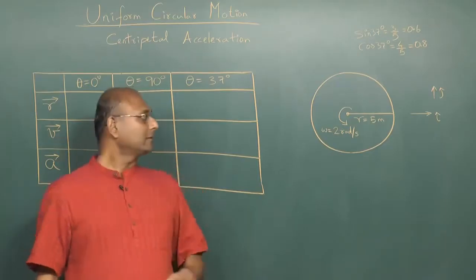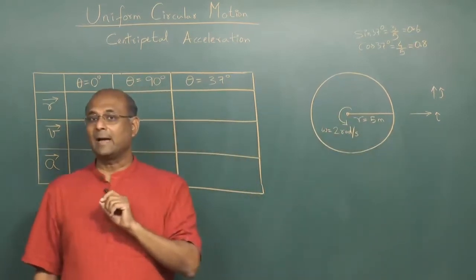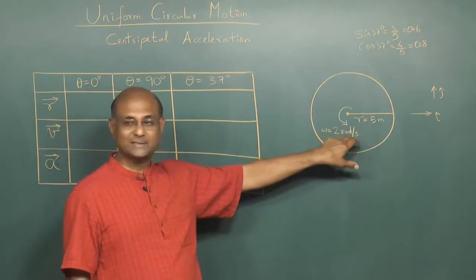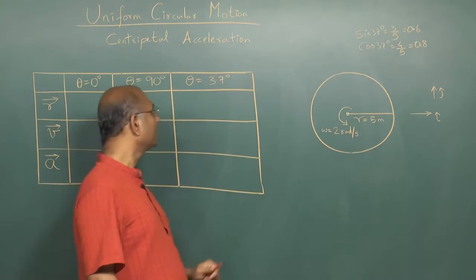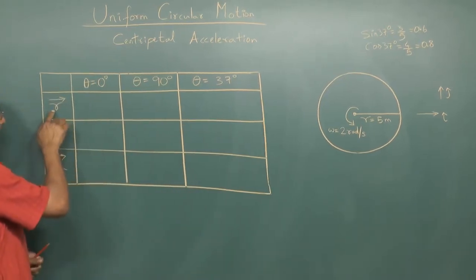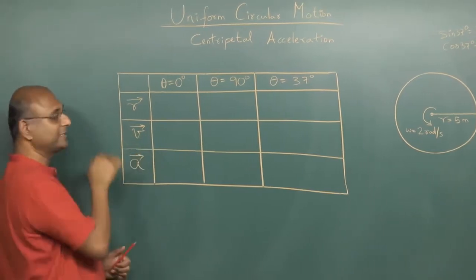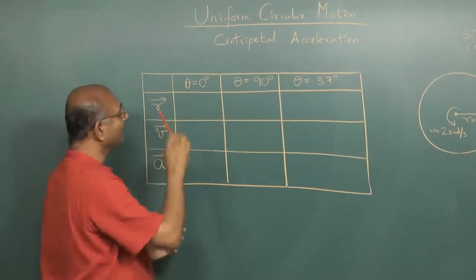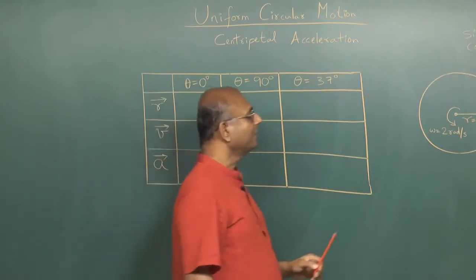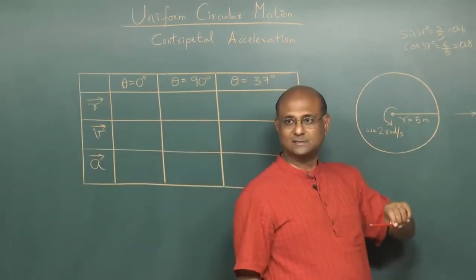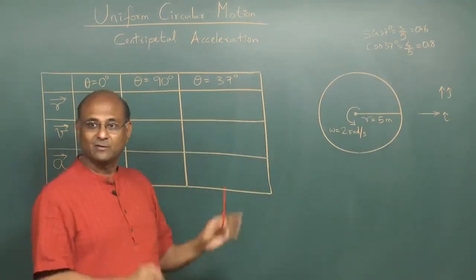So in this question, there is a particle that is going around with a uniform angular velocity of 2 radians per second. It is going around in a circle of radius 5 meters. And we want to find the radius vector, remember it's a vector, velocity vector and acceleration vector when the angular position is 0 degrees, 90 degrees and 37 degrees. Okay, this is the i cap and j cap vectors, and of course you know that sine 37, cos 37, the values are 3 by 5 and 4 by 5.